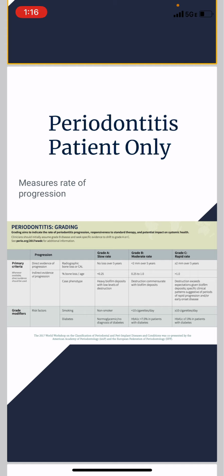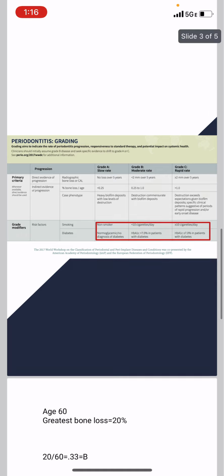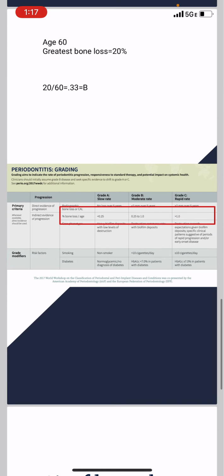Now, if they have no problems with smoking or diabetes, and they do have periodontitis, then the category that I go to is the bone loss divided by age category. So the bone loss divided by age category here, you'll see, is if they are in that 0.25 to 1 range, they're a B. If they're 1 and above, they're a C. And if they're below 0.25, they're an A.